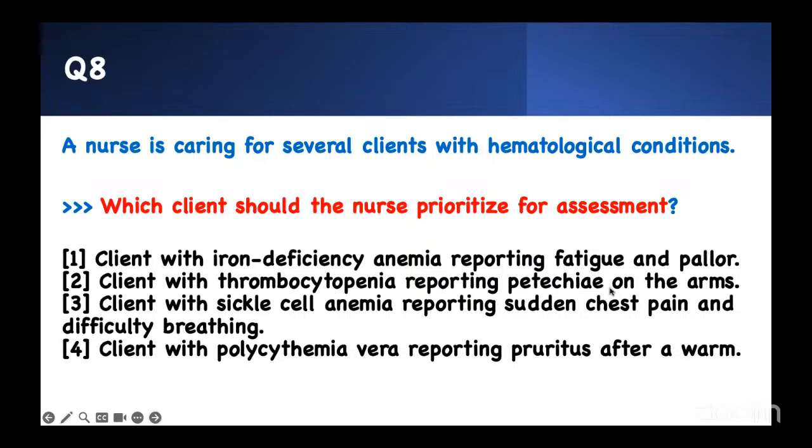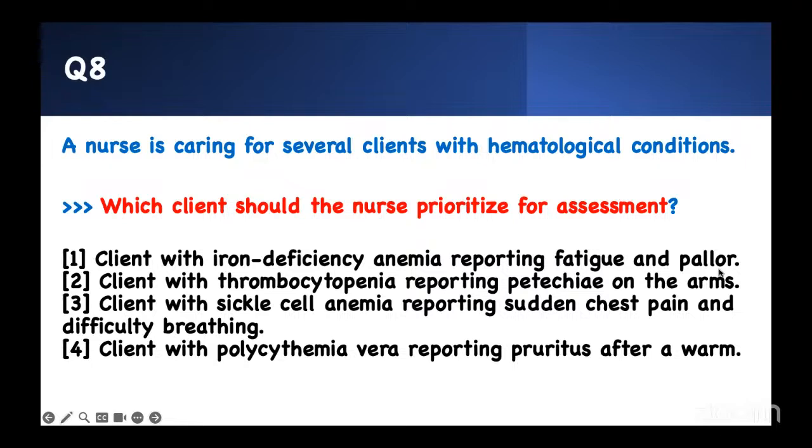Thrombocytopenia is reporting petechiae on the arms. Sickle cell is reporting sudden chest pain and difficulty breathing. Polycythemia vera is reporting pruritus after warm. What do you think? You look at it and say, oh, these are conditions of hematological problems. Which one of them is consistent with what you expect? If you have iron deficiency anemia, you should have fatigue and pallor.